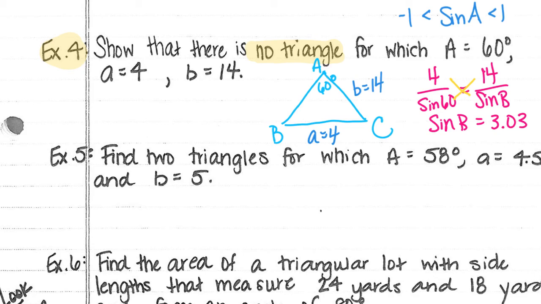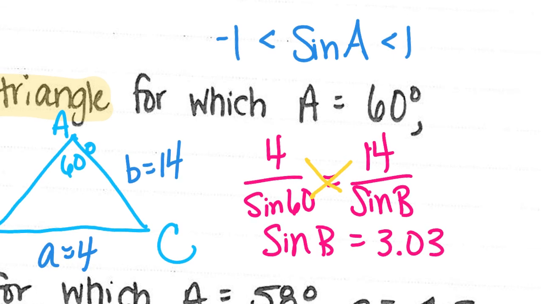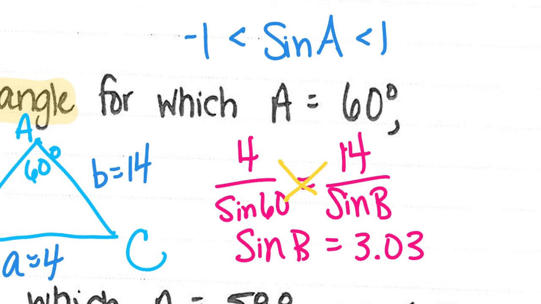This triangle cannot exist because we know the information that sine has to be between -1 and 1. So we would say that no triangle can be formed here because this contradicts the fact that the sine of B, in this case, has to be between -1 and +1.